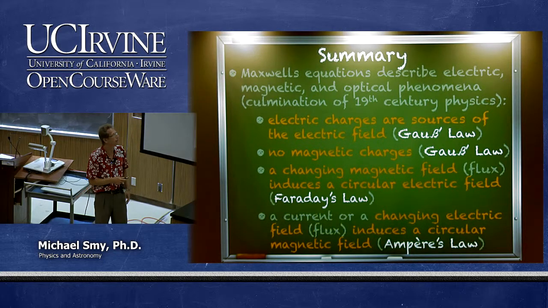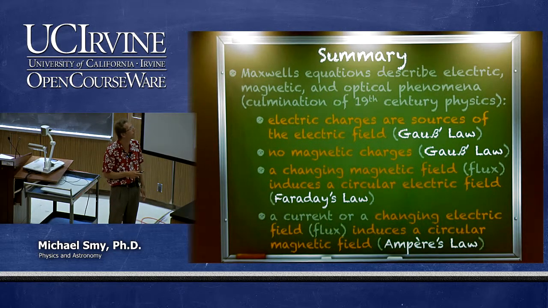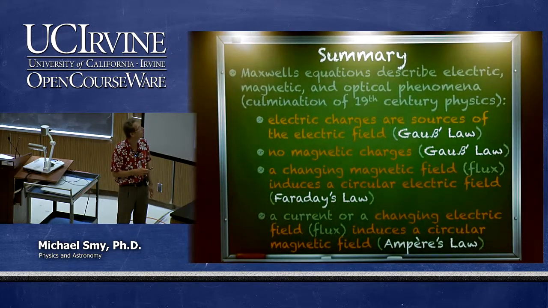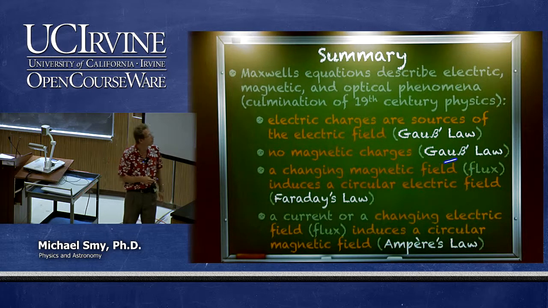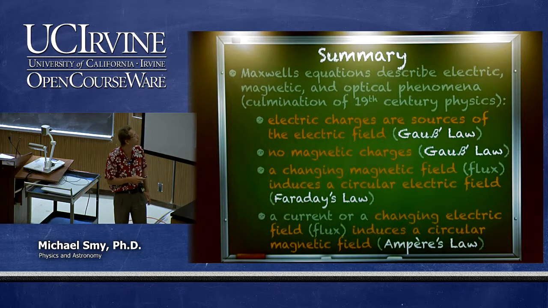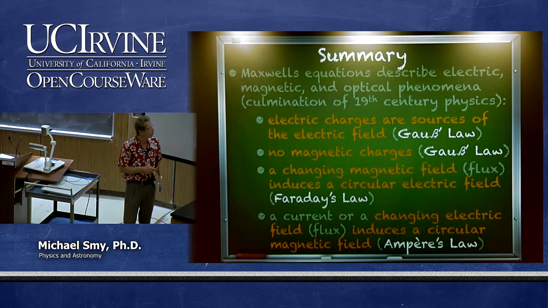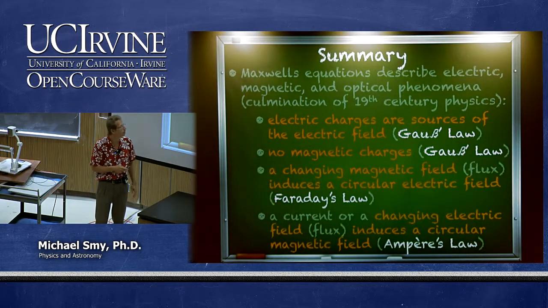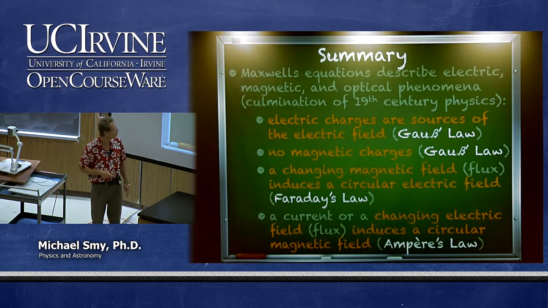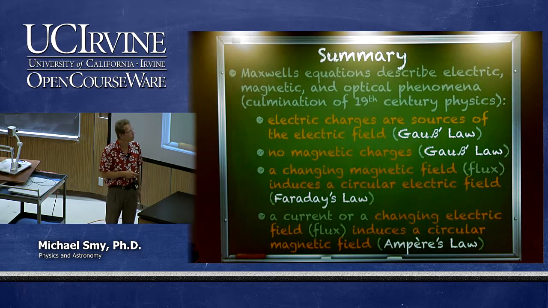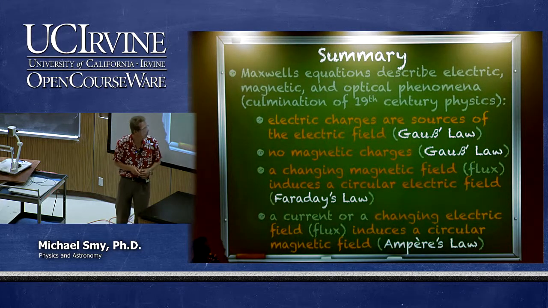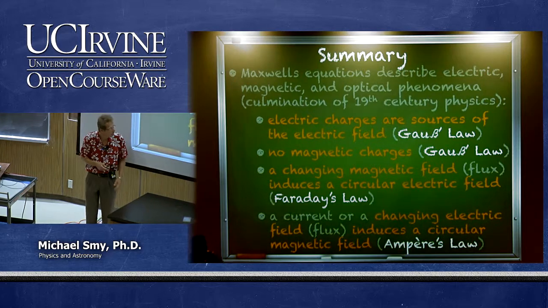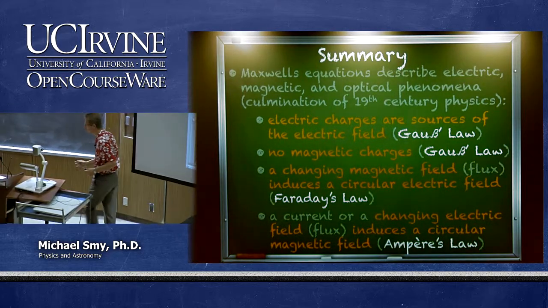The first one is that the electric charges are the sources of the electric field. That's Gauss's law for the electric field. There are no magnetic charges, which is Gauss's law for the magnetic field. A changing magnetic field or flux induces a circular electric field, which is Faraday's law. And finally, a current or changing electric field or flux induces a circular magnetic field, and that is Ampere's law.